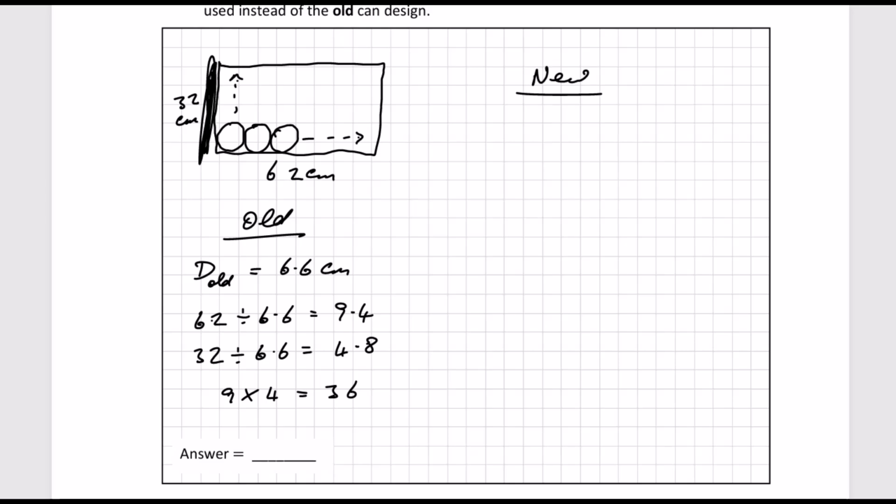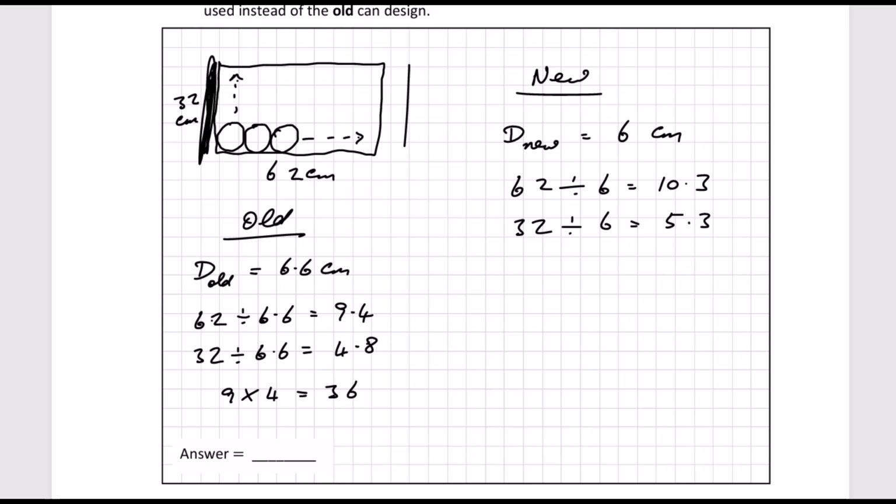Let's look at the new type can then. Well, the new type can has a radius of 3, so the diameter of the new can is 6 centimeters. So all I've got to do is take 62 and divide by 6. You get 10.3, so I can take 10 cans lengthways. We need to take 32 and divide by 6. That'll give you 5.3, so that means it'll take 5 cans this way.